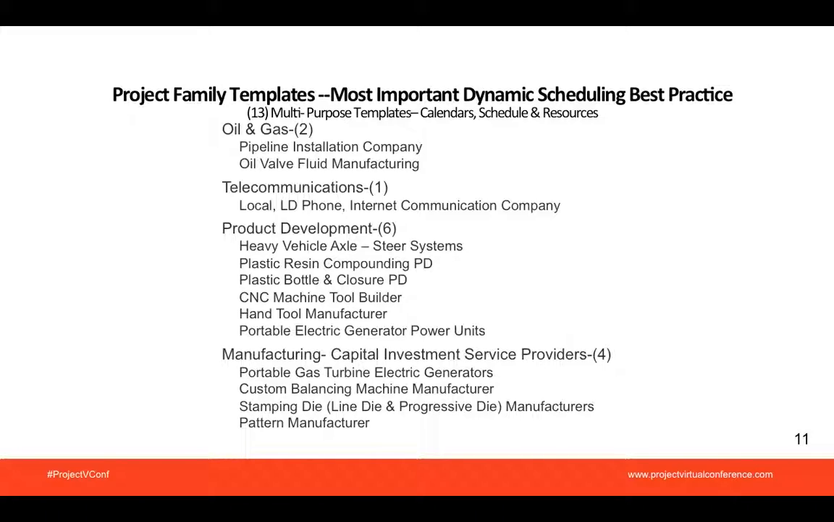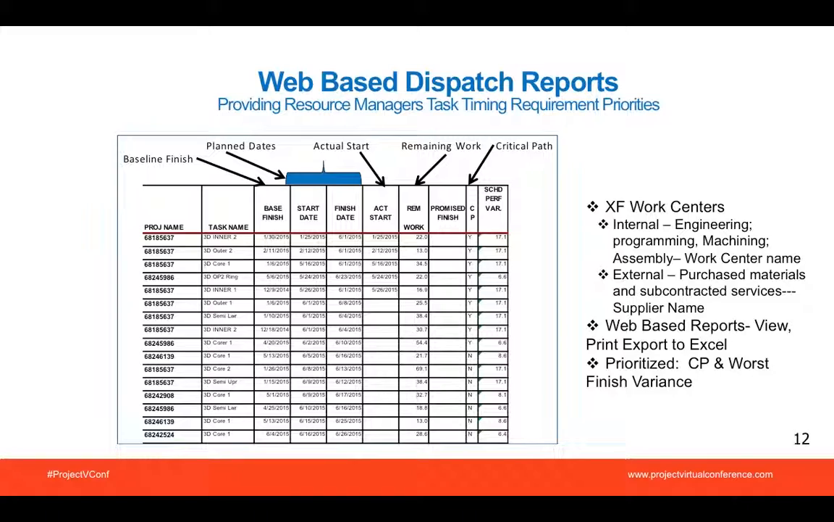So let's take a look at the new PM scheduling innovation, the Resource Manager Capacity Dispatch Reports. So here you'll see a diagram of a tool called the Dispatch Report. These are created using cross-functional work centers. Internally, there's our engineering, programming, machining, assembly, and work centers involved. Externally, you have purchased material of any substance that are buy items, and many times, as I mentioned earlier, subcontracted services. So web-based reports allow you to view, print, and export to Excel these web reports once they are written.